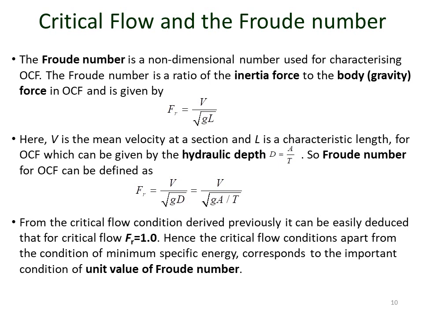So in the context of open channel flow, the characteristic length can be the hydraulic depth. The hydraulic depth D is given by the ratio of the flow cross section to the top width of the channel, or D equals A by T. So the Froude number in the context of open channel flow can be defined as Fr equals V by root under g A by T.